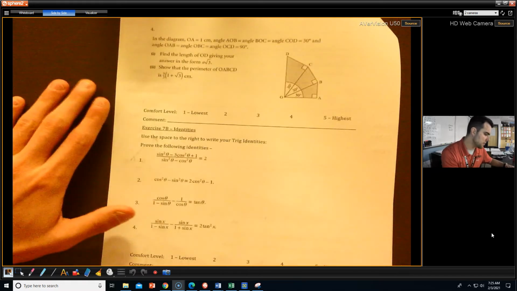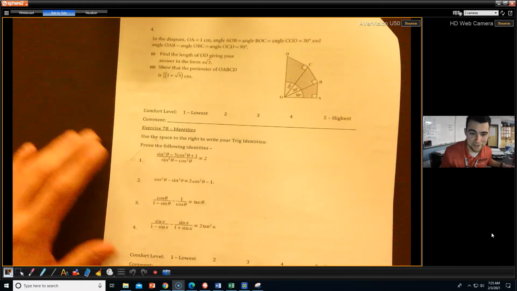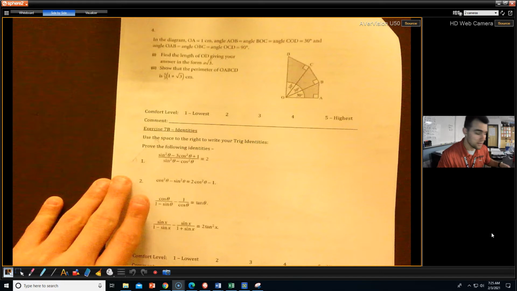Let's look at exercise 7b. These are the trig identities. These are giving us a hard time, okay? I'm going to write these trig identities out for us.